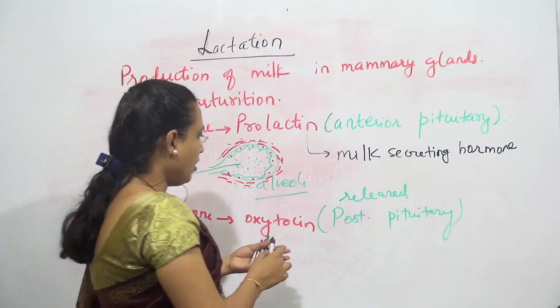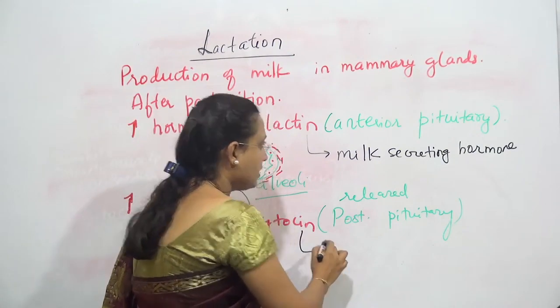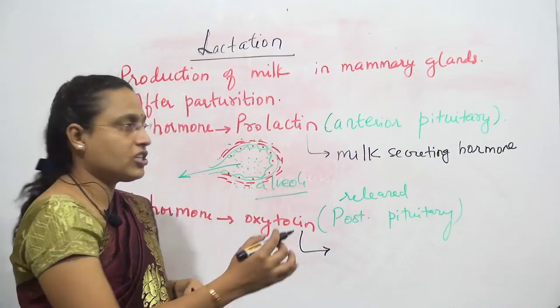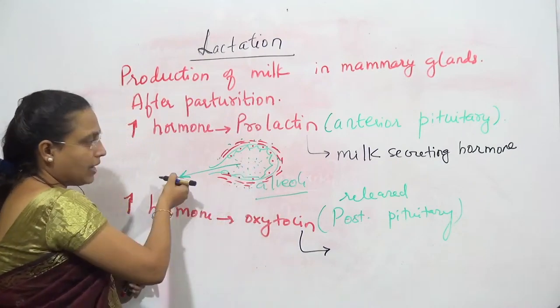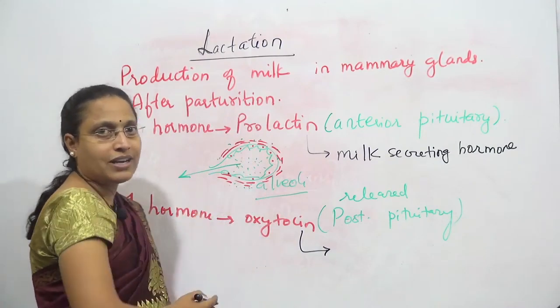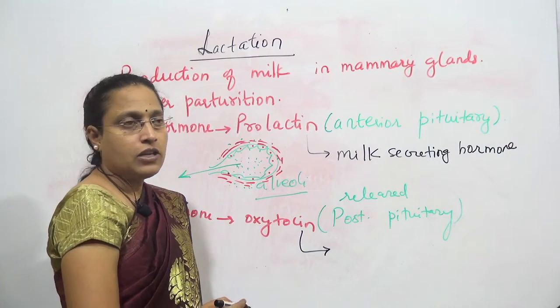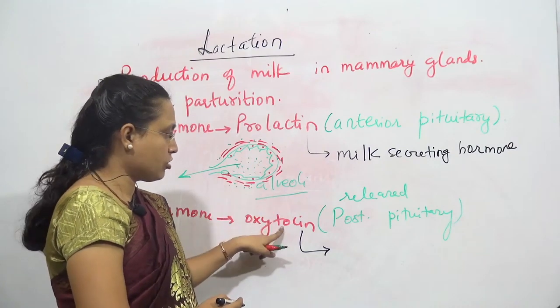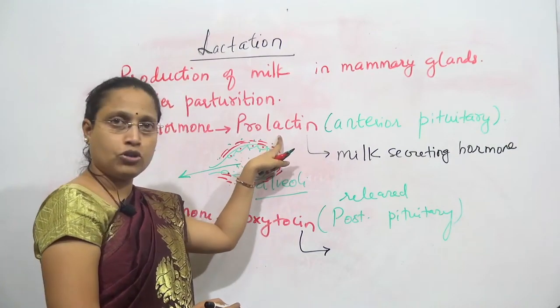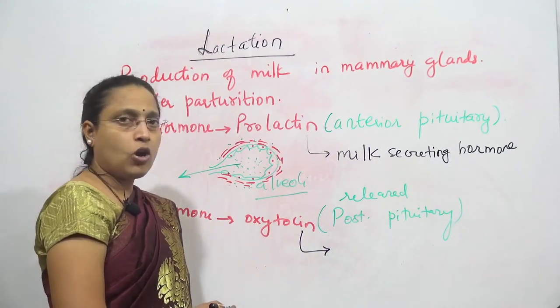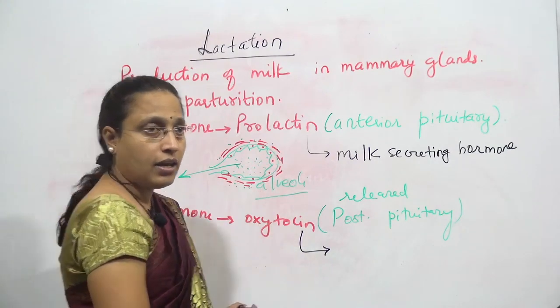And therefore, we call oxytocin the milk ejection hormone. This pushing of milk into the duct system and finally outside is called ejection. So that is due to oxytocin, and production of milk is due to prolactin.